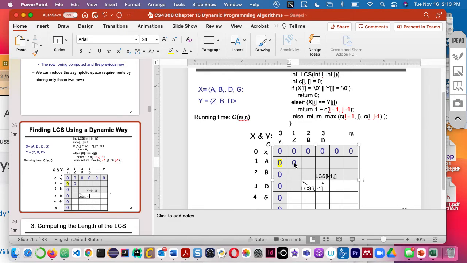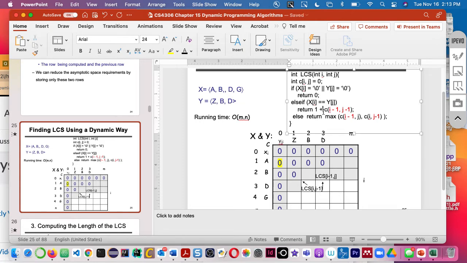Similarly, A and B do not match, so the max of this and this is 0. Here A and D do not match, so the max of 0 and 0 is 0. Here we don't need this one because there is no character over here. For this one, B and G do not match, so the max of this one and this one is 0. Easy, right?